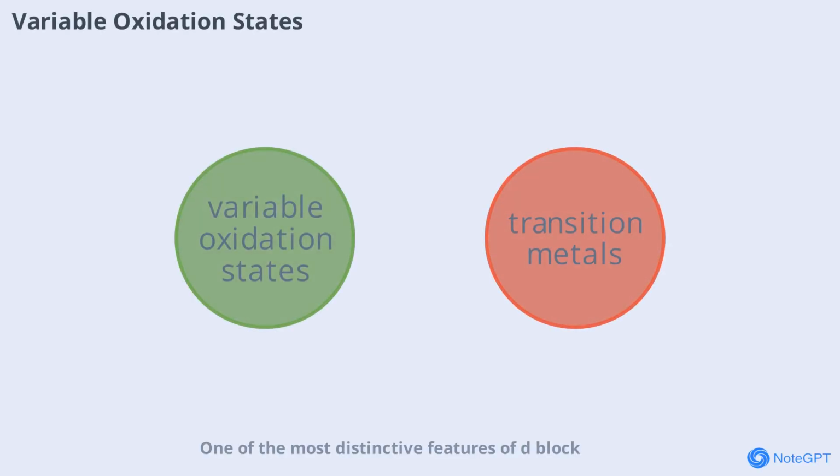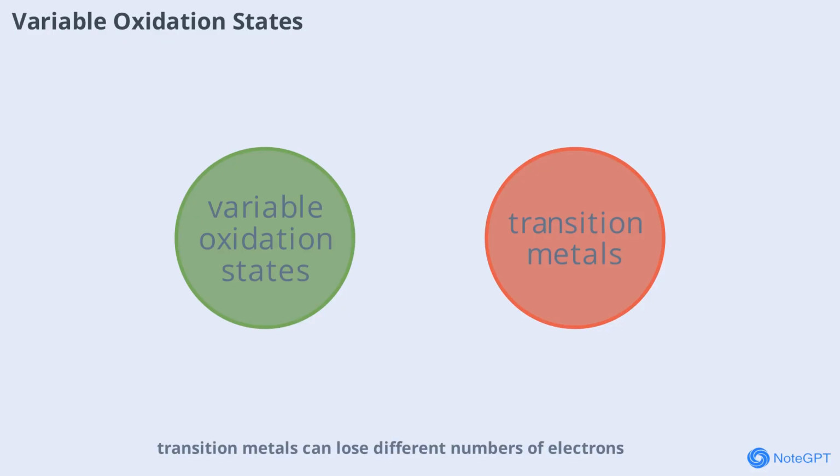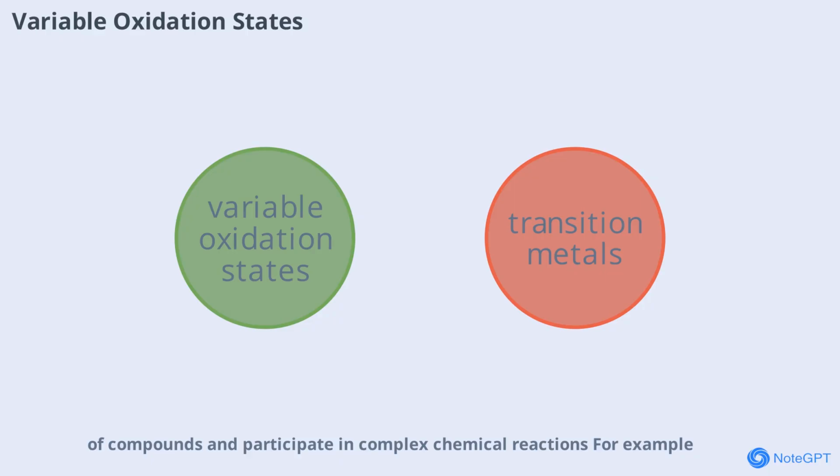One of the most distinctive features of D-block elements is their ability to exhibit variable oxidation states. Unlike S and P block elements, which usually have fixed oxidation numbers, transition metals can lose different numbers of electrons. This property allows them to form a variety of compounds and participate in complex chemical reactions. For example, manganese can exist in oxidation states ranging from +2 to +7, each with unique chemical behavior.